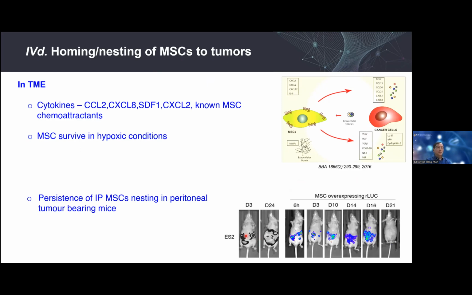Now, here is something we have done. We have shown in vivo that ES2 is a peritoneal cancer, and you can see it develop very well inside. And when it's inside there, you put the MSC, and you can see it stick around where the tumor really is.